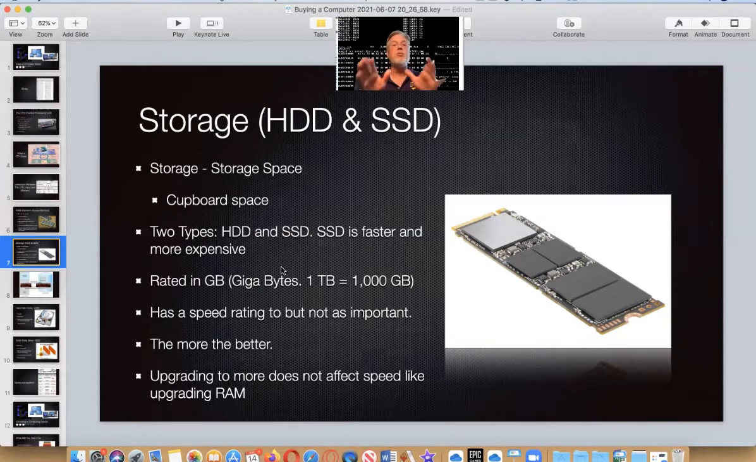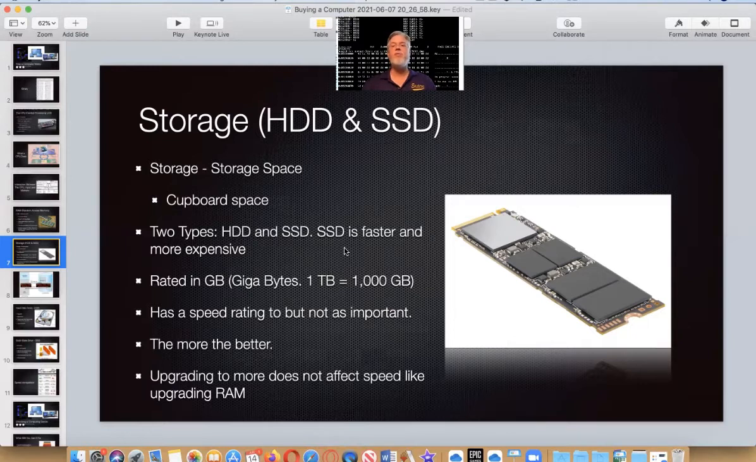Oh, that music you downloaded totally legally, all the photos that you have of all your friends and the videos that you've taken, right? That's all on that storage. So you need a ton of storage. The thing you need to know, though, is that there's two types. There's one that's called a hard disk drive and one that's called a solid state drive. SSD is faster and more expensive.